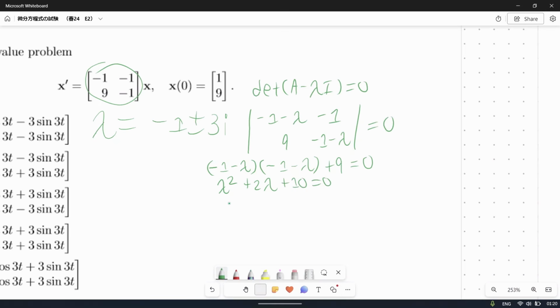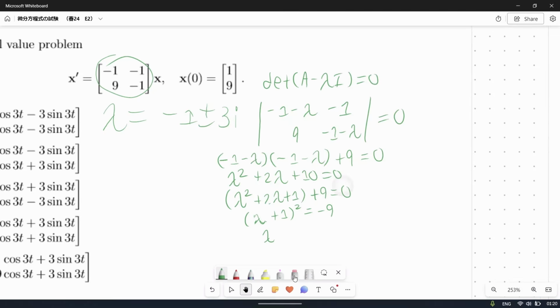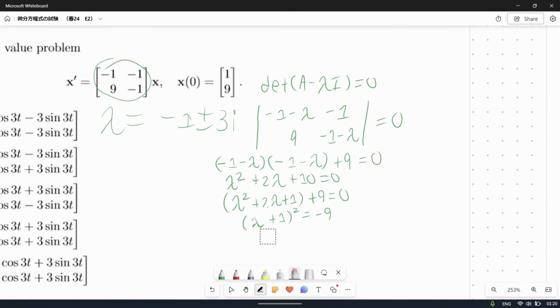When you complete the square, you end up with lambda squared plus 2 lambda plus 1 plus 9 is equal to 0, which ends up being lambda plus 1 squared is equal to negative 9. This is supposed to be just lambda, not lambda squared. So then this simplifies down to lambda plus 1 is equal to plus or minus 3i.